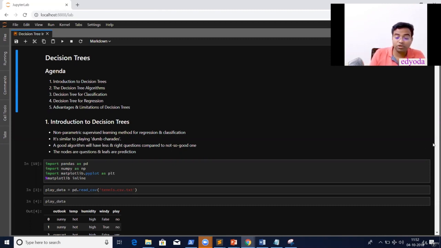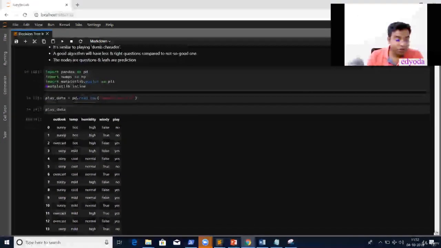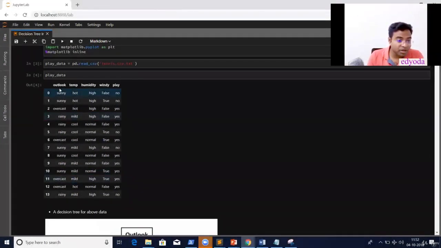Let me show how it looks. Say you have this data. This is tennis data. Outlook, temperature, humidity, wind: these are weather factors, and the target column is play or not play. Based on these parameters, you should train your model so that at the end of it, given these four parameters, you can predict if the play will happen or not.